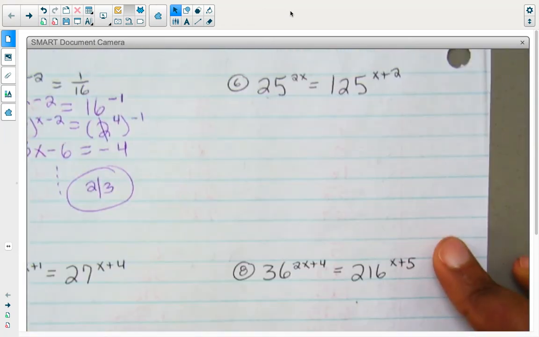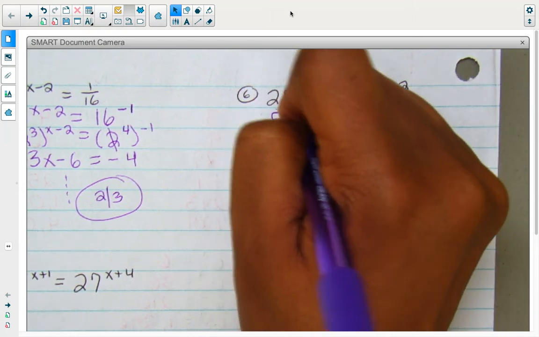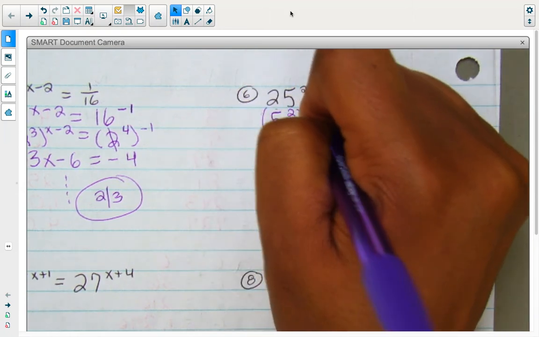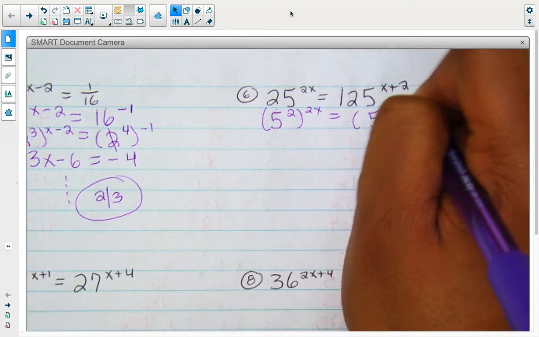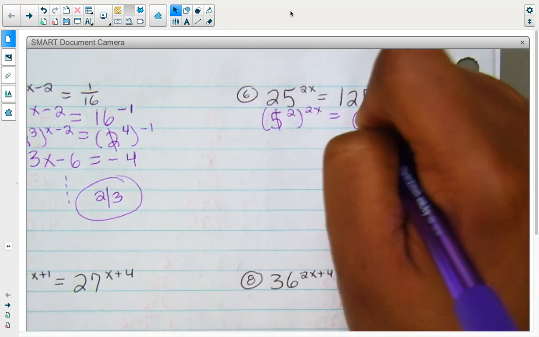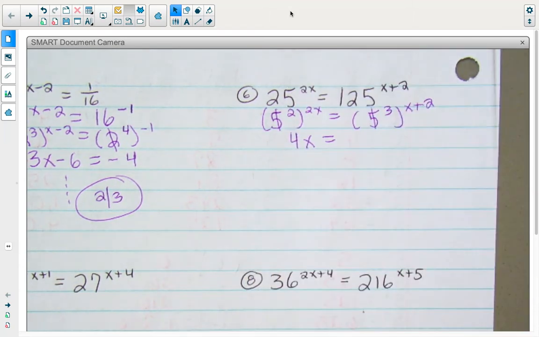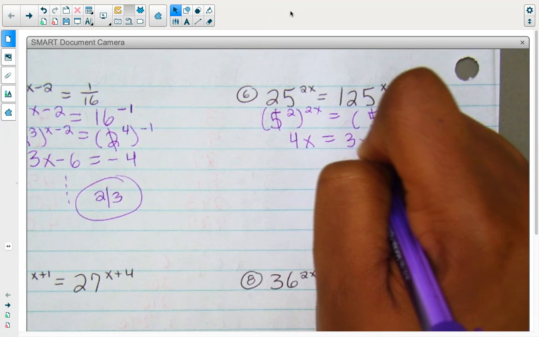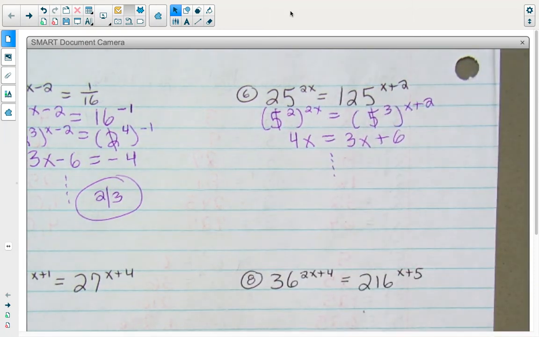So for number 6, I could change 25 to 5 squared, and we can change 125 to 5 to the third. Our 5's cancel. 2 times 2x is 4x. And 3 times x is 3x. 3 times 2 is 6. Go through, solve your equation. You should get 6 for this problem.